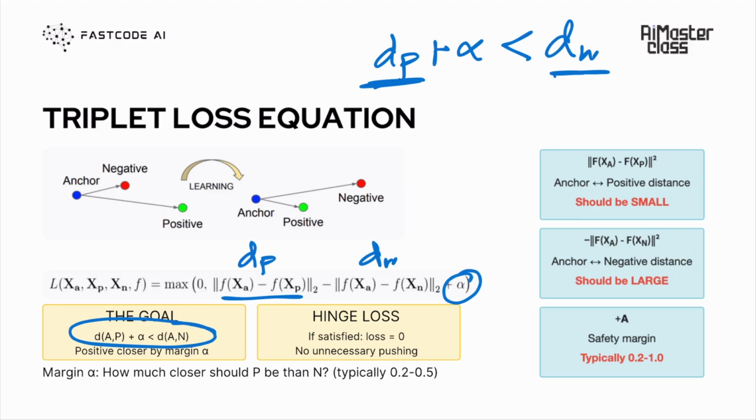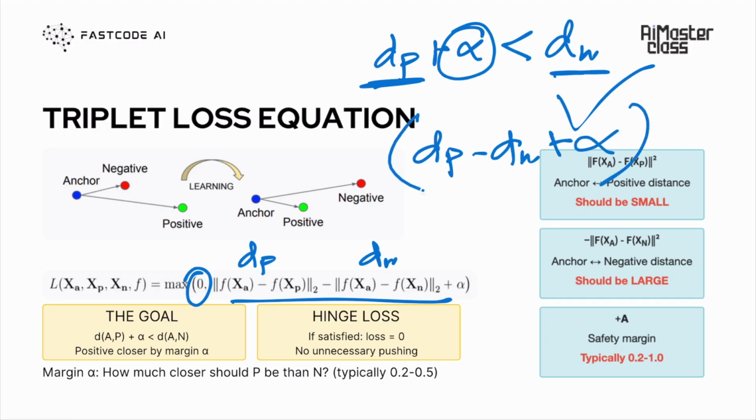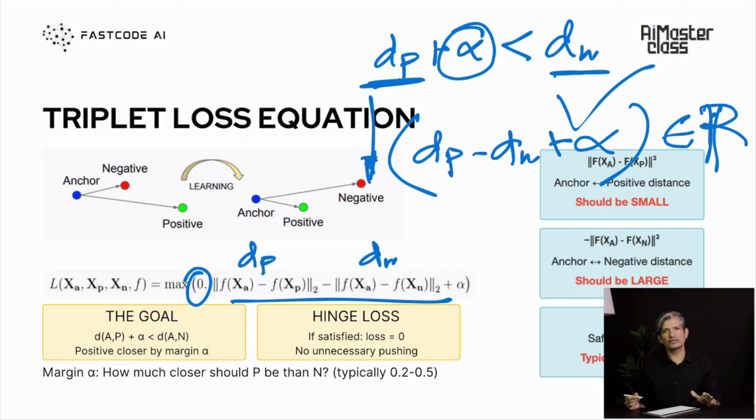positive should be less than the distance to the negative with this kind of a margin, with this kind of a buffer. And you can then write it as a max, because if my d positive plus alpha is already less than d negative, then my loss is 0. And if it's not, then you actually minimize this loss. Then you say d positive minus d negative plus alpha. This becomes my loss, and this is a scalar. It belongs to a real number, and this is the scalar that we then try to minimize. So that's all that there is in triplet loss.